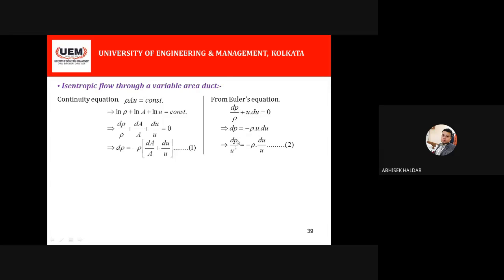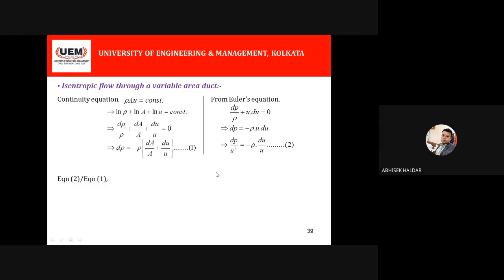I am modifying this a bit. How I am modifying? dP by u square. Why I am modifying this like this? I am dividing by u square on both the sides. dP by u square is equal to minus rho into du by u, because I am getting this term du by u. That's why I am dividing by u square over here. So this is my equation number 1, and this is my equation number 2. Now I am doing equation number 2 by equation number 1.